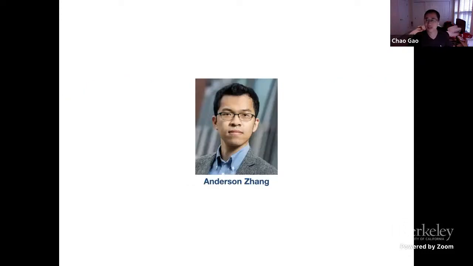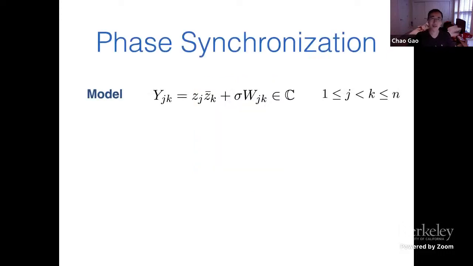And this is a joint work with my wonderful collaborator, Anderson Zhang, who is currently faculty at Wharton. He is actually going to give another talk on Thursday in this workshop. So let's start with the study of phase synchronization.